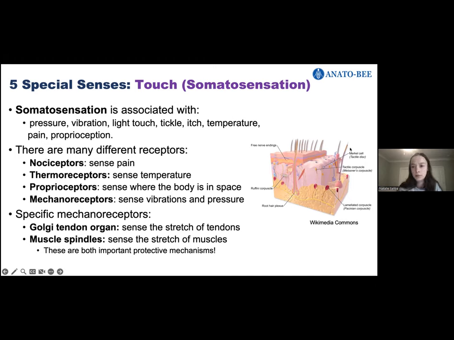You can see here the different receptors. These that are highlighted, you don't have to know the specific names of these, but these are just different mechanoreceptors. So nociceptors sense pain. Thermoreceptors sense temperature. Proprioceptors sense where the body is in space. Mechanoreceptors sense vibrations and pressure.